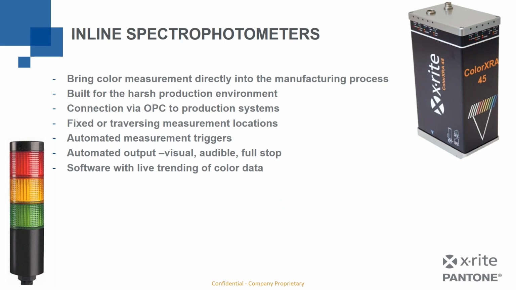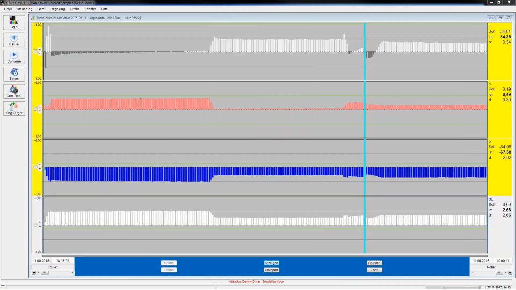So those outputs allow us to do those kinds of things. And then, of course, we also have software with live trending of color data. Let me just show you a quick screen grab of that. So this is an example of what you would see. If you're familiar with LAB color space, there's essentially 4 trend graphs here. The top one is lightness or darkness, and you can see the little bars are either lighter, white, meaning the measurement was lighter than the color standard, or they're dark, meaning it was darker.